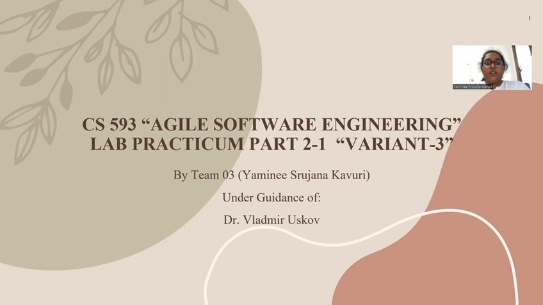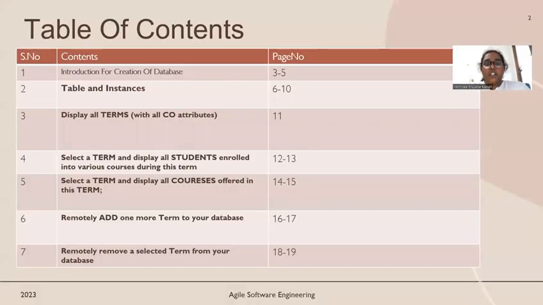This practicum belongs to the subject Agile Software Engineering, course ID CS593, and my particular variant is 3. In this presentation, we are going to discuss the introduction to the creation of the database, the tools used, the server we used for creating the database, and the tables and instances that we took as a reference for creating the database.